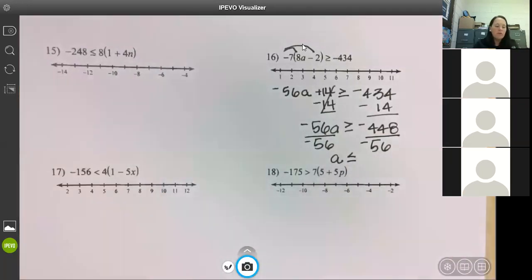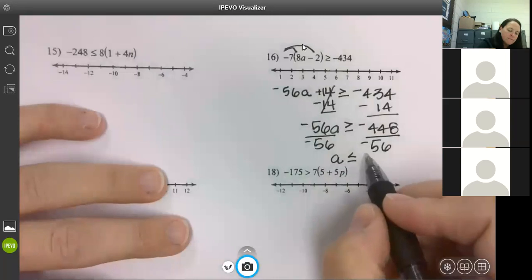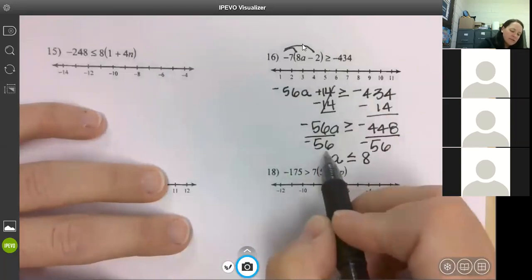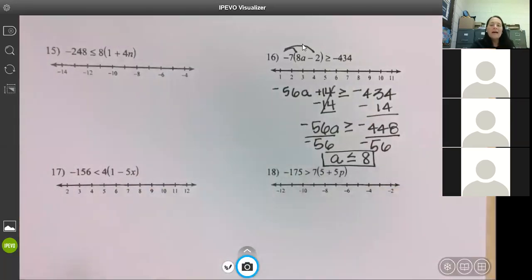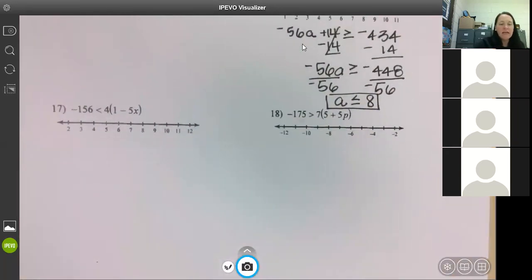And then what is 448 divided by 56? Does anybody know? 8. Negative over negative makes a positive. So this is your answer right here. Again, flip that inequality when you multiply or divide by a negative. Okay, we're going to do one more of these. We're going to do 17. And again, if I can come back to more, I will come back to some more.